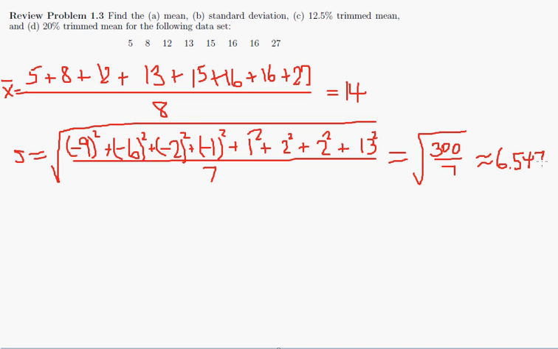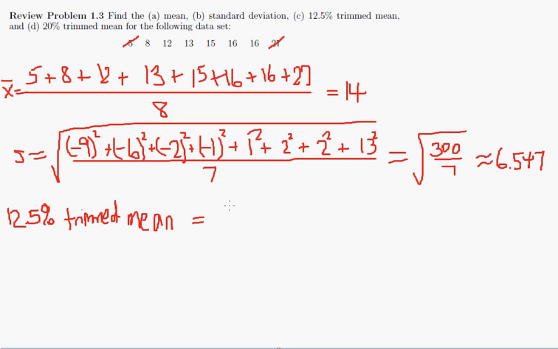As we'll discuss in a later review problem, the standard deviation gives a measure of how spread out the numbers are. The next thing we need is the 12.5% trimmed mean. That means we omit the lowest 12.5% and the highest 12.5% of the numbers. In our case, we have 8 entries, and so the 12.5% trim mean is obtained by simply omitting the lowest entry and the highest entry, the lowest eighth and the highest eighth, and then taking the average of what's left.